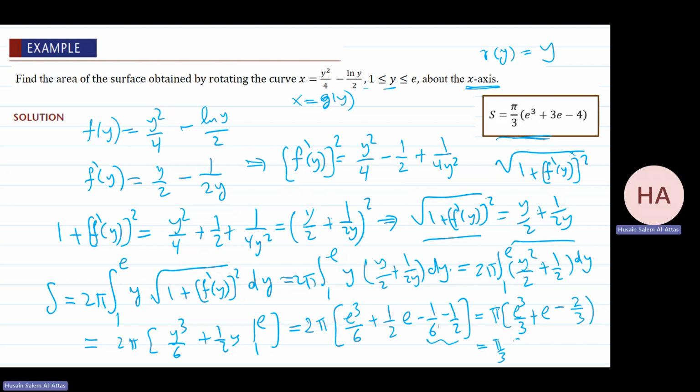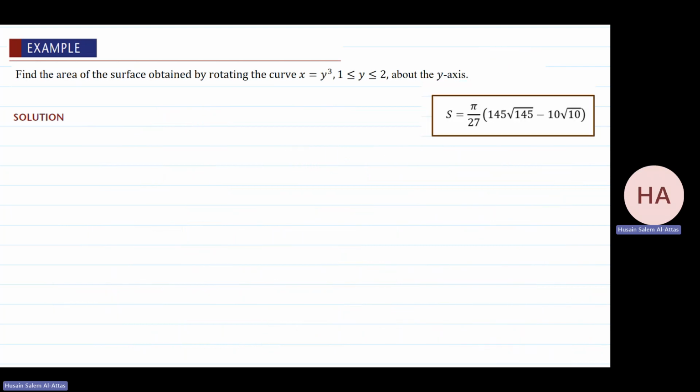That π over 3 a cubed plus 3a minus 2, not minus 4. I think this should be minus 2. Am I right? Yeah, I have this is the function, this is the derivative. Okay. Square it, you have minus half, add 1, it will be plus half, that will be plus. So I have y over 2 plus 1 over 2y. And it multiplied by y, so it's y squared over 2 plus half. So I have y cubed over 6 plus half y. Plus half y, then I do the calculation. Yeah, be sure about the calculation.